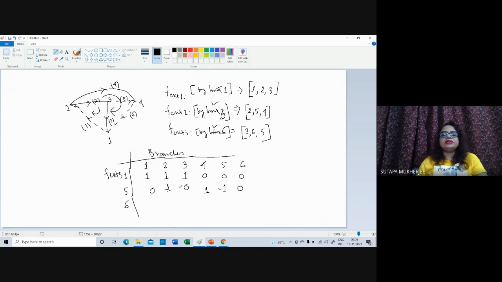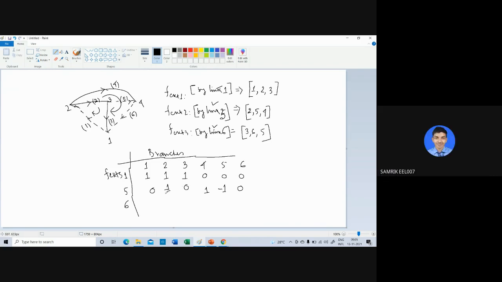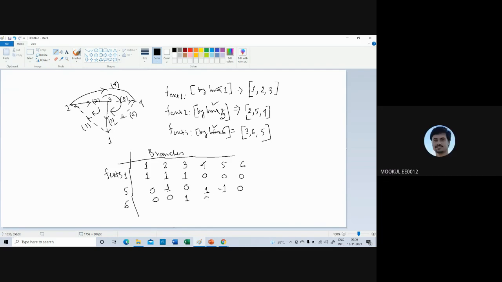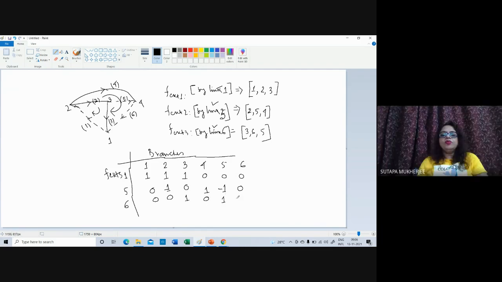Everybody agrees with this? Yes, ma'am. Correct? Okay. Now come to fundamental circuit 6. At the positions of 3, 5, 6, it will be 1. Correct? Yes or no? Yes, ma'am. Now Mukul, tell me what is the sign for the first one? Will it be minus or plus?